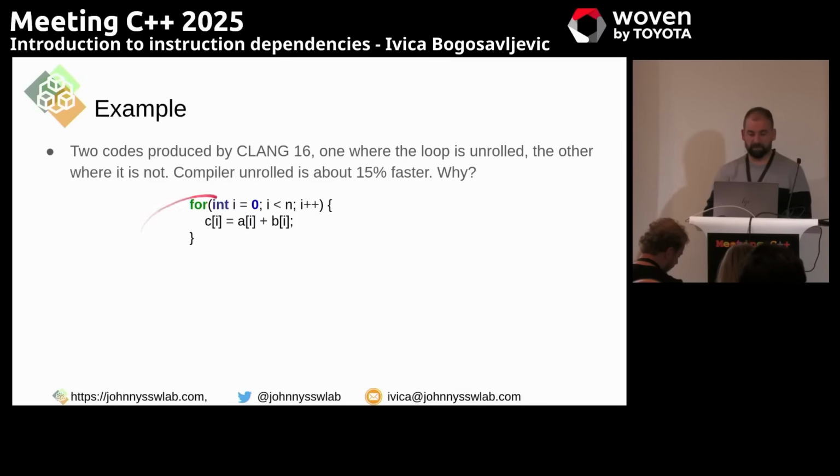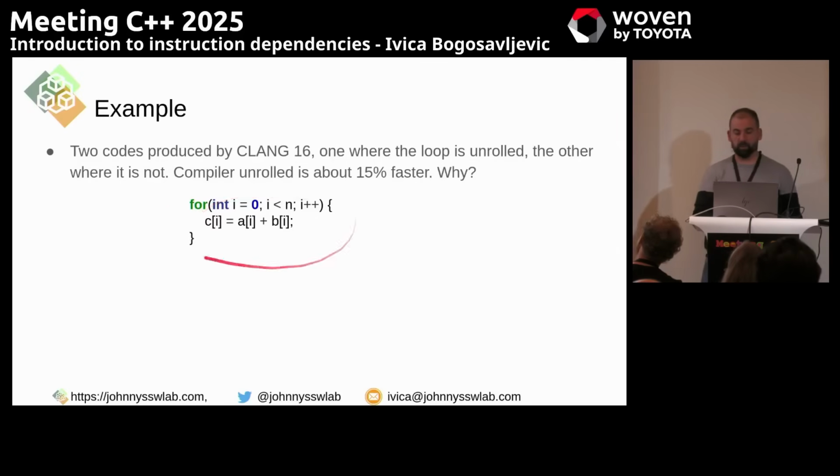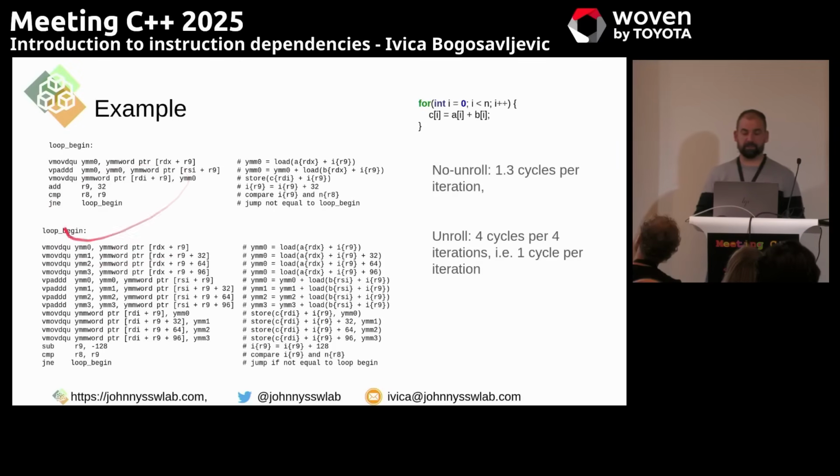Now I have an example here. This is my loop, and Clang produced two versions of this loop. One is where the loop is very simple, and the other one where the loop is unrolled. And the unrolled version is about 15% faster. And here is the assembly that it produced. Now, I don't expect that you're fluent in assembly, but let's go over the instructions.